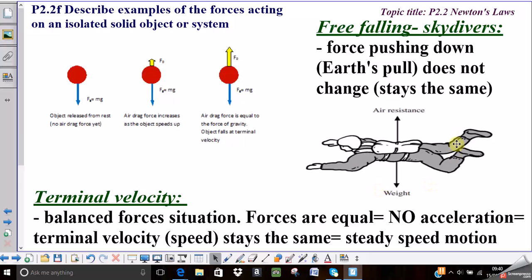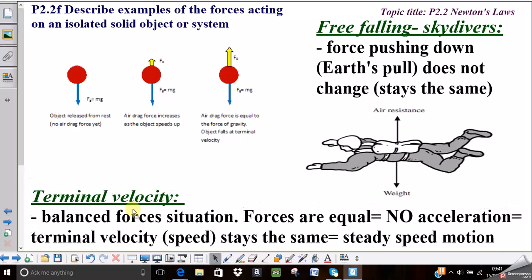Now, when a skydiver is jumping out of the plane, one thing never changes during the motion: the force that's pulling that person down, the weight. The Earth's pull doesn't change, it stays the same. If he has a mass of 60 kilograms when he jumps off the plane, he's going to have 60 kilograms when he reaches the ground. And the force of gravity barely changes over the few kilometers needed for the jump. So the weight always stays the same.